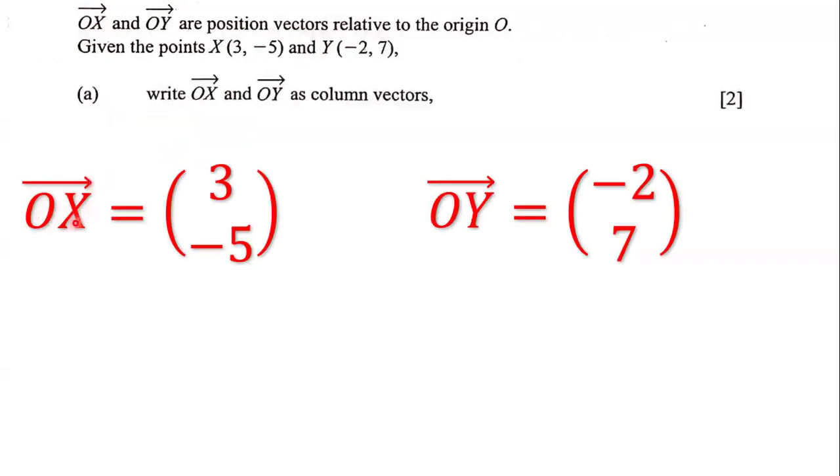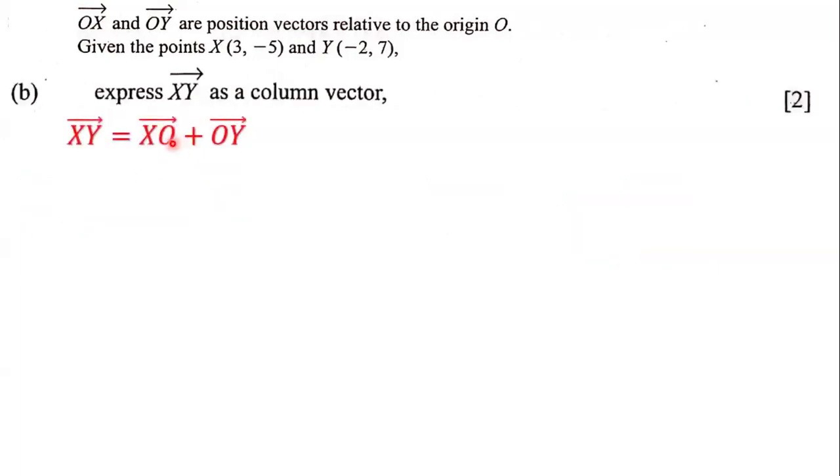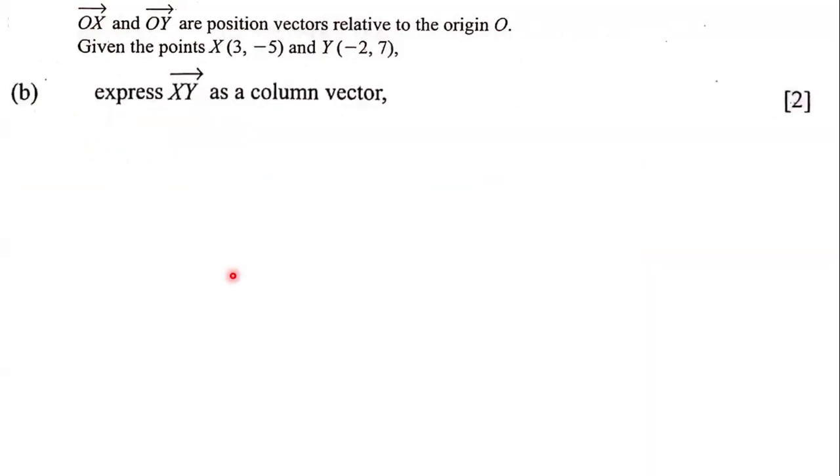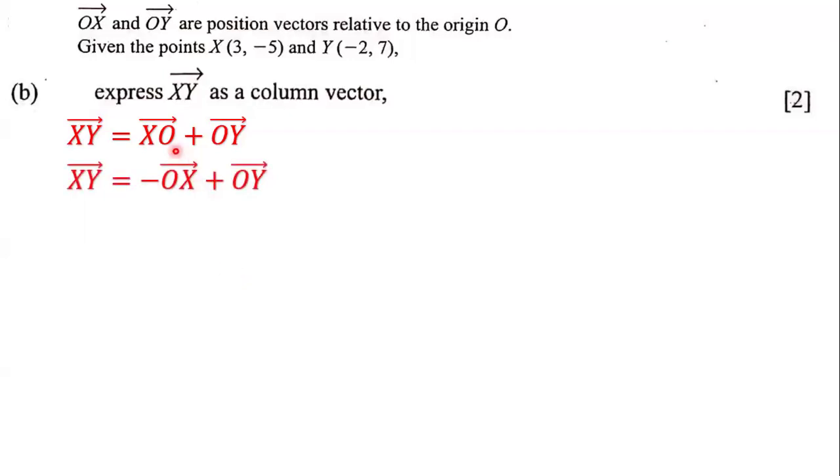What we notice is that OX is just XO with the letters switched. We don't know what XO is, but we know what OX is. So we're just going to switch the letters, and then we'll be able to use this column vector. Instead of writing XO, we're going to write OX, and the reason for that is because we know what OX is.